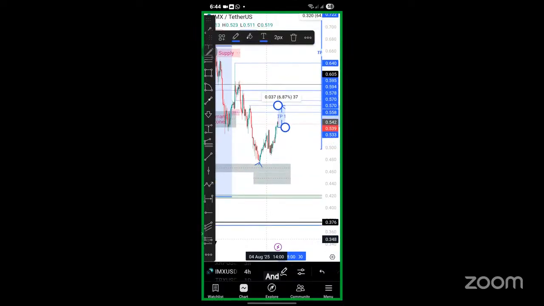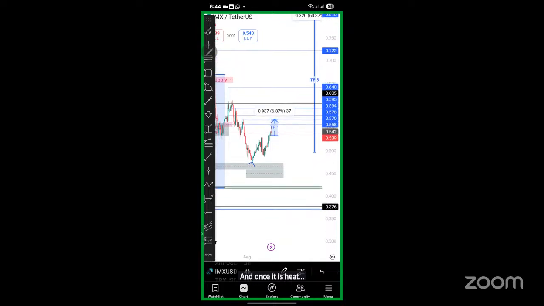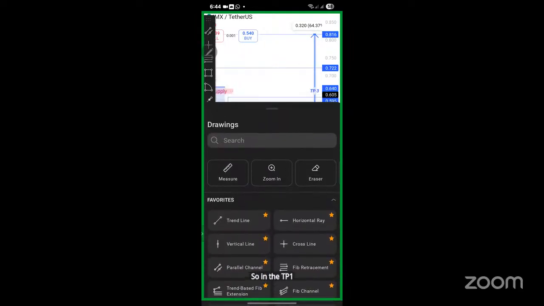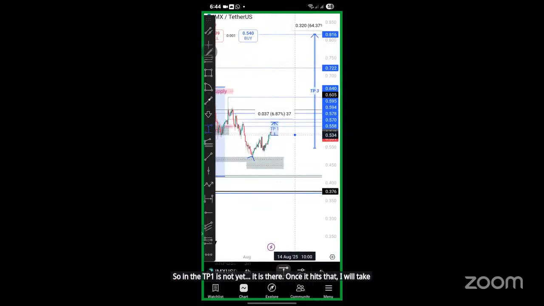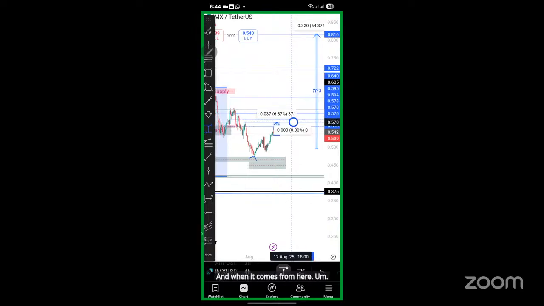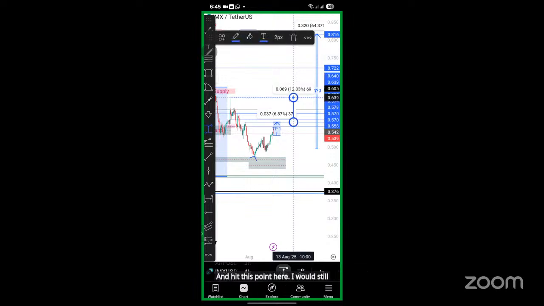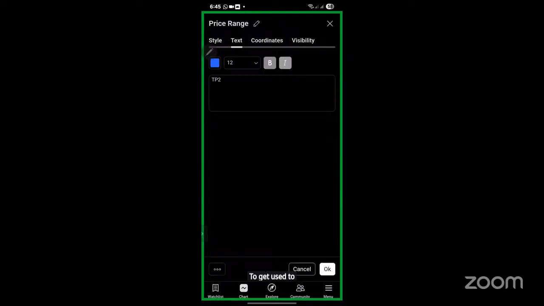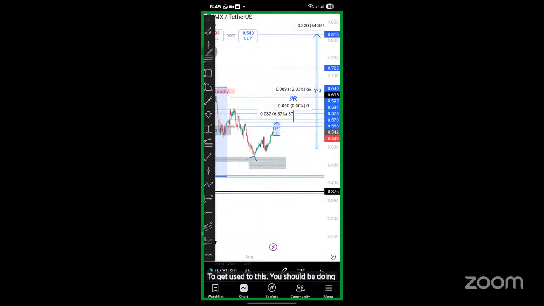And once it is hit, the TP1 is taken. The TP1 is not yet hit, it is there. Once it hits that, I will take profit one. And when it comes from here, from the second take profit, and hits this point here, I will still take profit. And this one will be TP2, take profit 2.